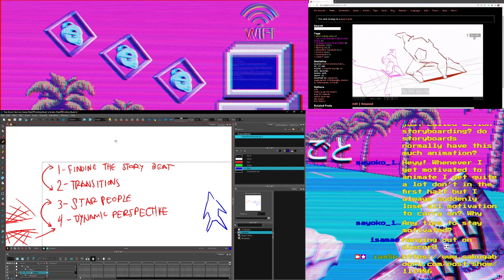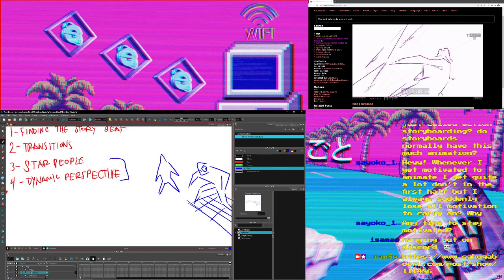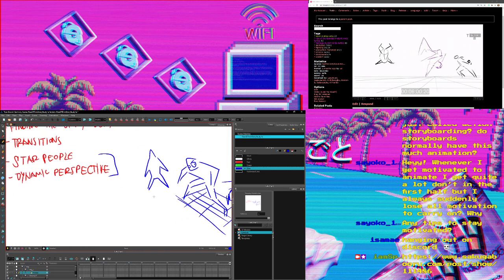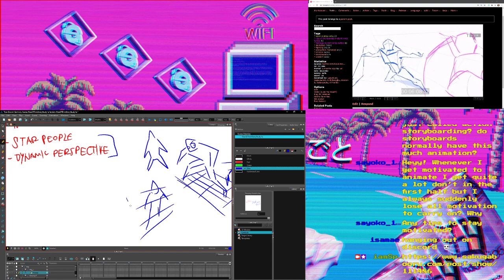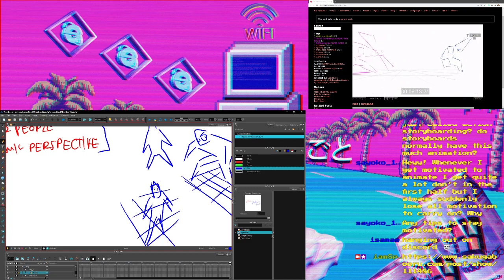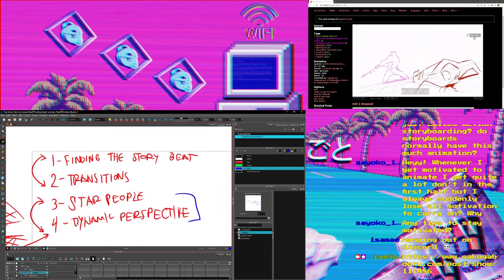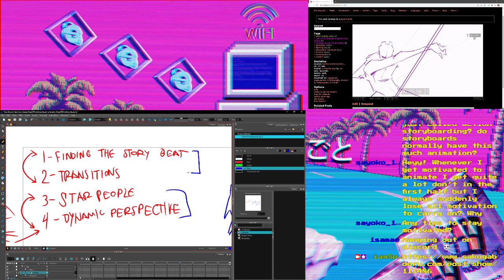All right. So those are the two secondary things I want people paying attention to: star people and dynamic perspective. These both play off each other, because the perspective grids are going to be influencing your star people all over the place, and you better get used to using them. So finding the story beat and transitions are the two main primary things that we're going to be paying attention to.